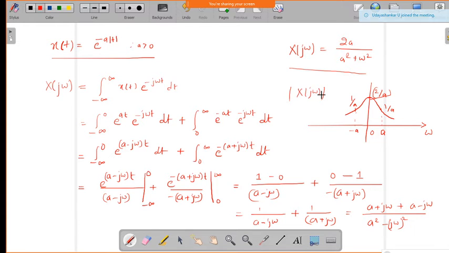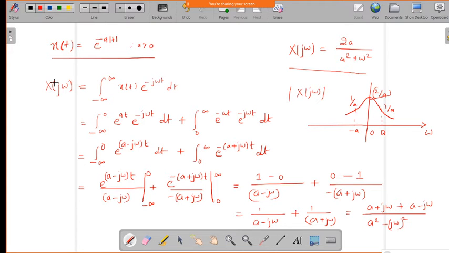Okay, so similarly you can plot the phase spectrum also by putting values of omega as 0, pi, 2 pi like that, and you will get the spectrum. Okay, so this is about the Fourier transform of this signal.